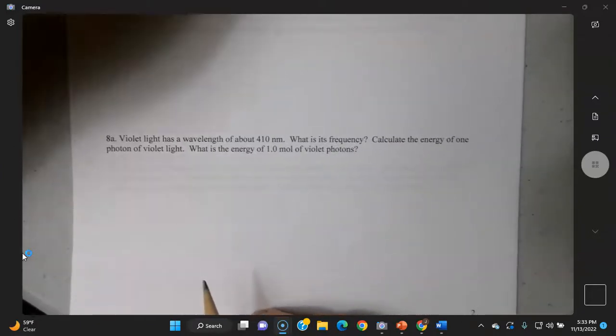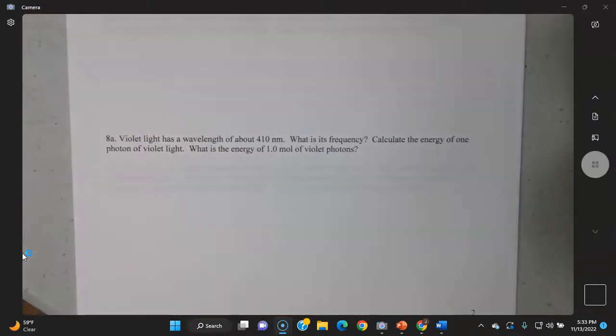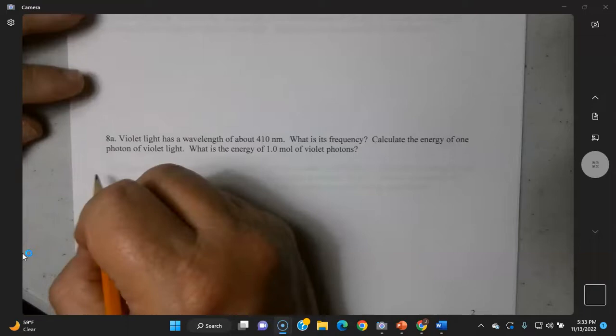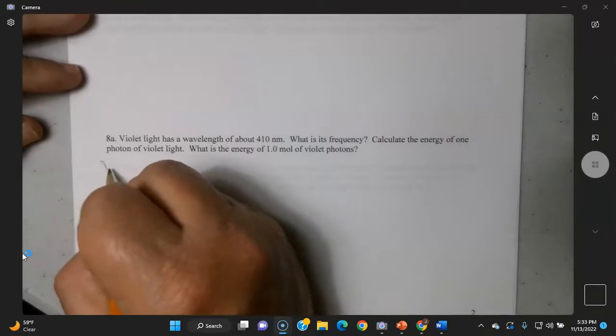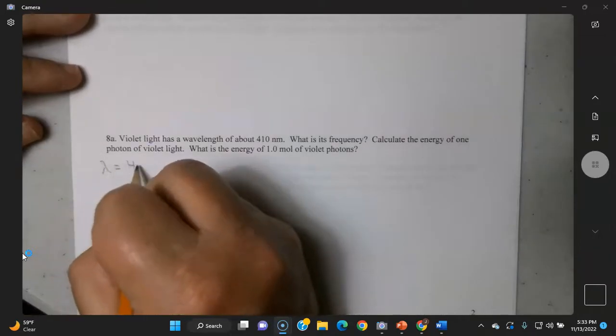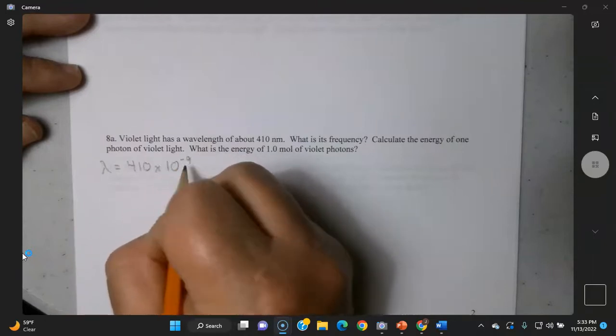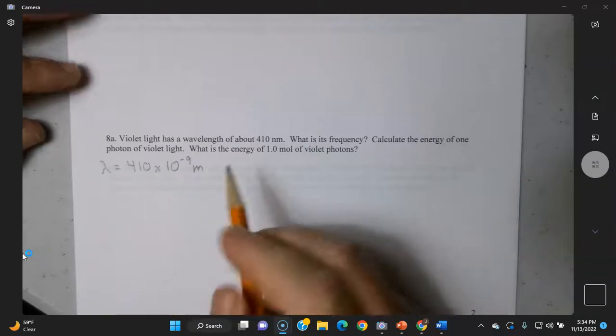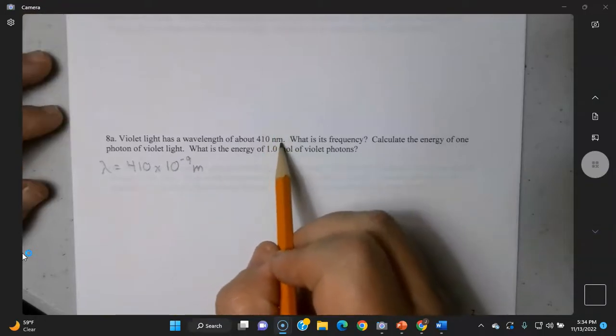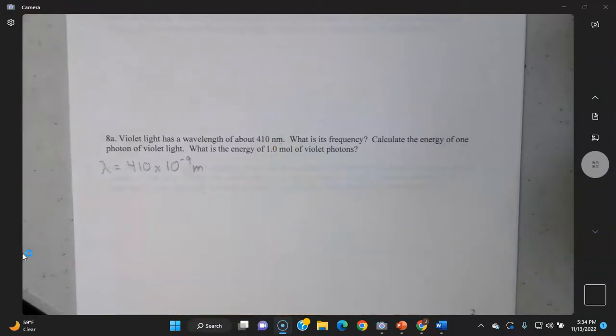I'm going to go down to 8a. Violet light has a wavelength of about 410 nanometers. So again, a nanometer is one billionth of a meter. Go to page 2 in your reference packet and you can find that out. So here we go. It says wavelength lambda equals 410 times 10 to the minus 9 meters. Okay, so the nanometer, we get rid of the nano and we leave the meter, and it's 10 to the minus 9. So again, that's on page 2 of your packet.